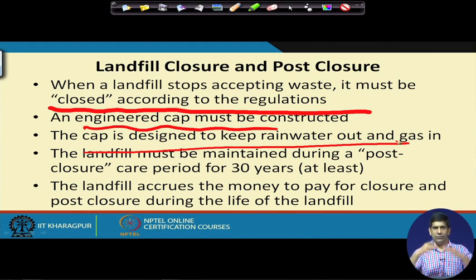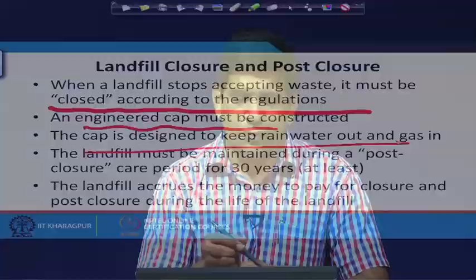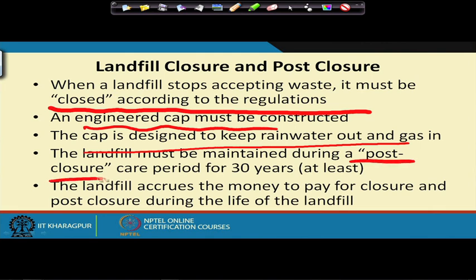We don't want rainwater to percolate into the garbage, because if the rainwater touches garbage, it becomes leachate and your leachate volume goes up. So you put the cap in such a way that rainwater intrusion is as minimal as possible, and no gas gets released from the landfill site. So gas emissions are also controlled. Then the landfill has to be maintained, because as the waste degrades, it will produce leachate, and it will produce gas. It produces for a long period of time, especially in a dry tomb landfill, as we explained earlier. So we have a post-closure period of at least 30 years. That's what the regulation wants, at least 30 years.